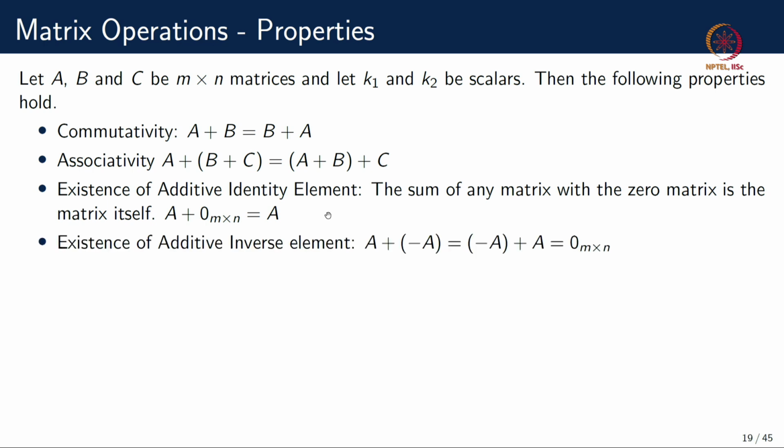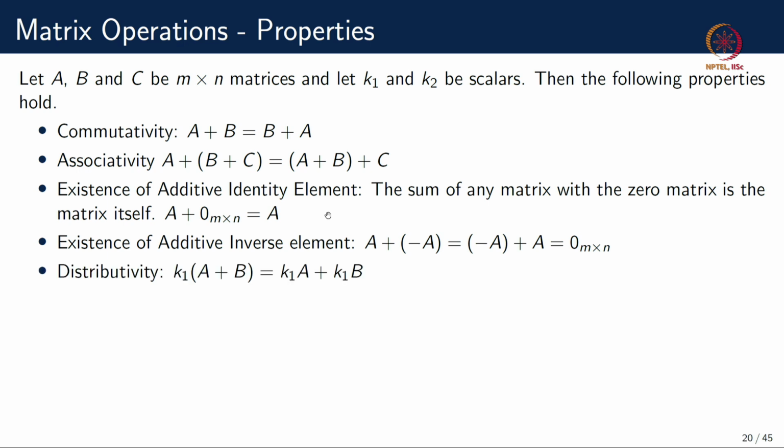Existence of additive inverse element: A plus minus A is equal to minus A plus A. Therefore the answer is the 0 matrix of m by n. Similarly, A plus minus 1 into A is 0 m by n.